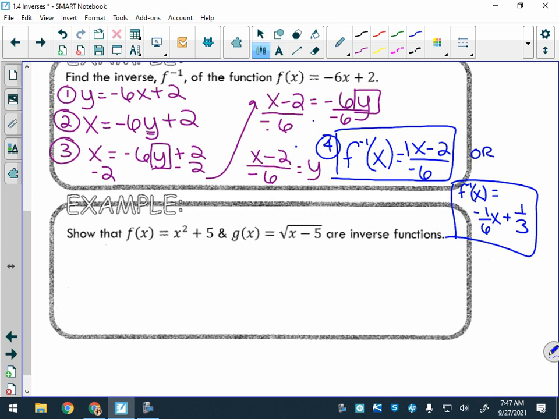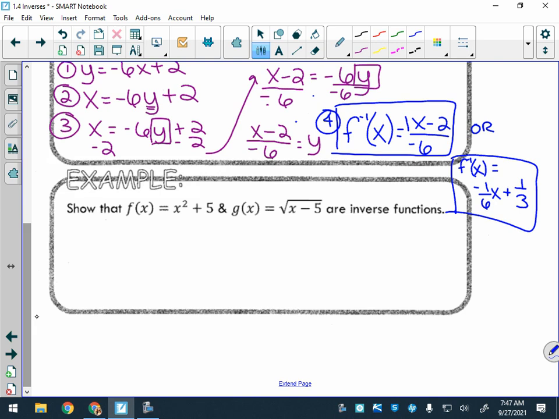Now to prove that they're inverses of one another, you will compose both functions. And when you compose both functions, you should get an answer of x if they are inverses of one another.